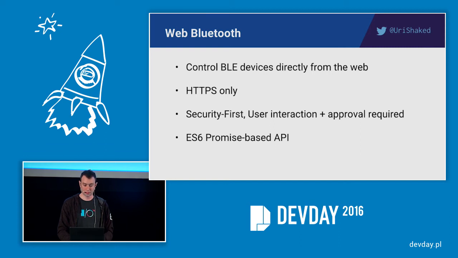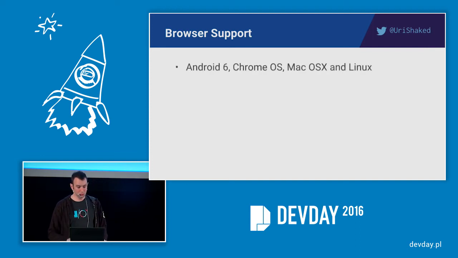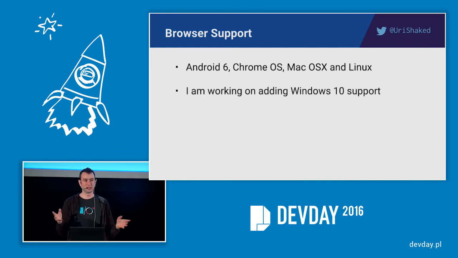So that was a few words about Web Bluetooth. The most important thing, I think, that you probably ask yourself, where can I use it? So you can use it on Android 6, Chrome OS, Mac, and Linux on Chrome 53 that was released last week. As you can see, Windows is still missing, and I saw that there are a lot of Windows developers here. I'm trying to add Windows 10 support, so it will also be available on Windows 10, hopefully in a few months. If anybody is good with C++ and wants to help, please come to me. I would love to have some help with that.